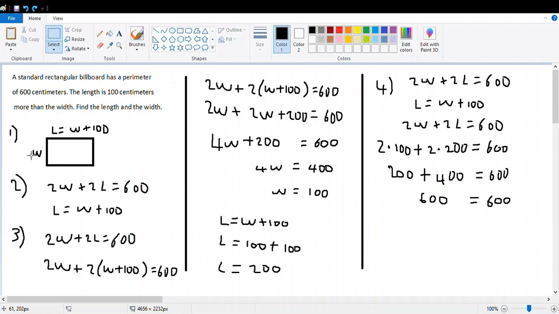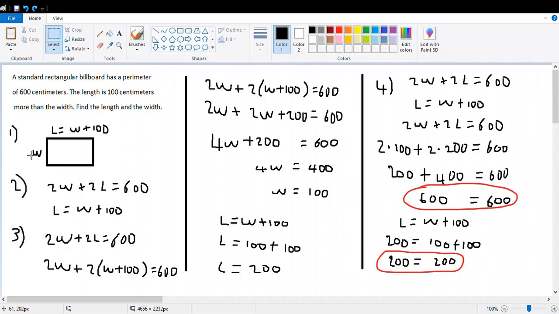Now we have to replace in the second equation of the system. The second equation of the system is L equals W plus 100. Now L is equal to 200, W is equal to 100 according to our possible solution, plus 100 according to the equation. Okay, then 200 must be equal to 100 plus 100, and of course 200 is equal to 200. Then when we replace in both original equations our possible solution, and both sentences are true, that means that our solution is correct.